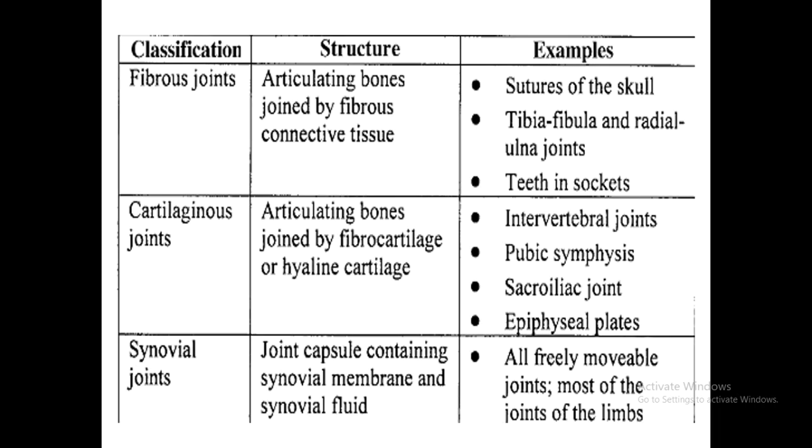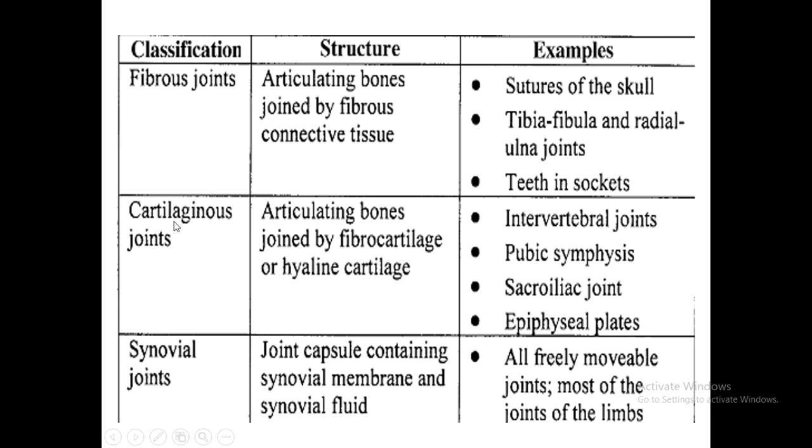So the table below shows classification, the structure and the examples. On your upper right, we look at the fibrous joints. Structure: articulating bones joined by fibrous connective tissue. And we look at the examples. You have the structures of the skull, tibia, fibula and radio-ulnar, teeth in the sockets. All those are classified under fibrous joints.